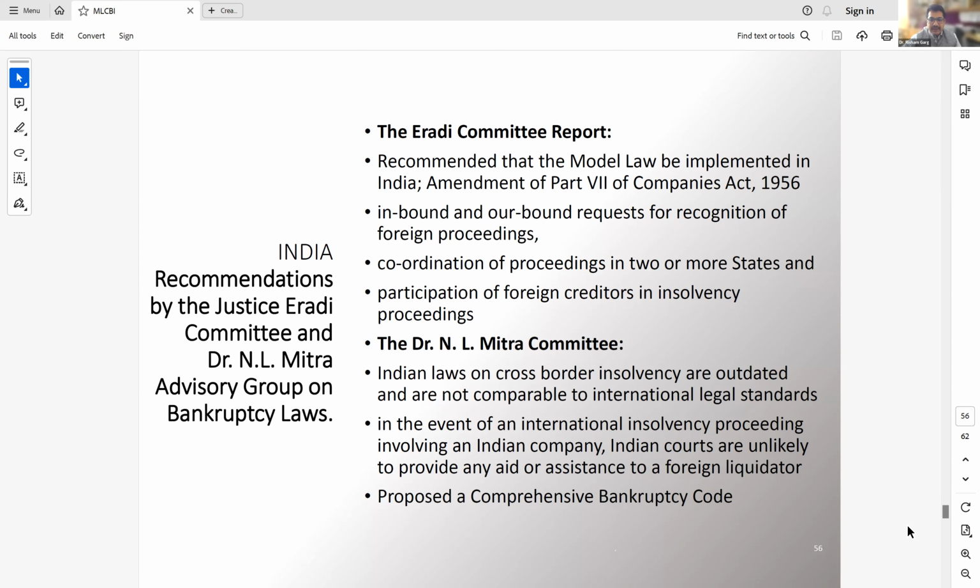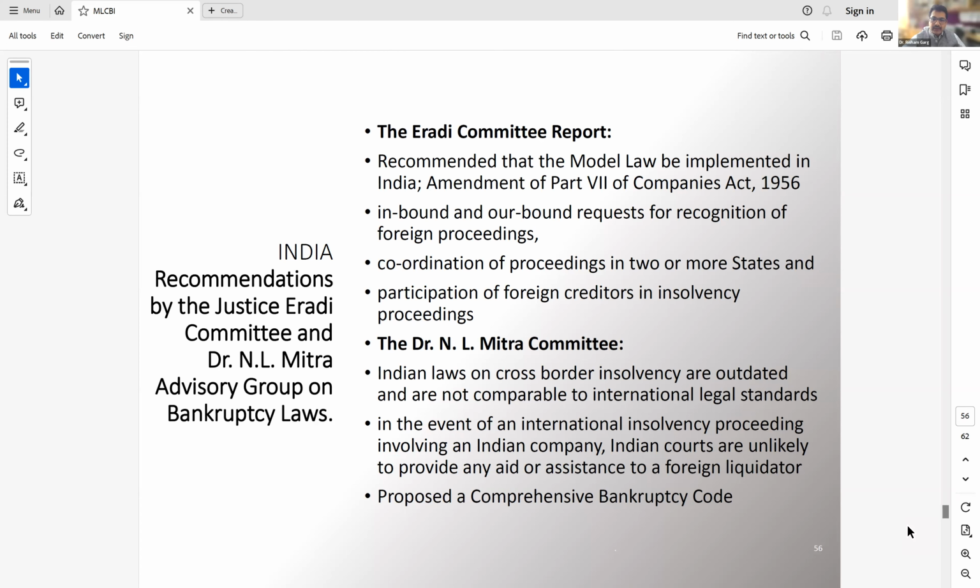As early as 2000 and 2001, we had these two committees, the Eradi Committee report and the Anil Mitra Committee report. The Eradi Committee recommended that the model law on cross-border insolvency be implemented in India, and at that time be incorporated by amending Part 7 of the Companies Act of 1956, to consider inbound and outbound requests for recognition of foreign proceedings, coordination of proceedings in two or more states, and participation of foreign creditors in insolvency proceedings.